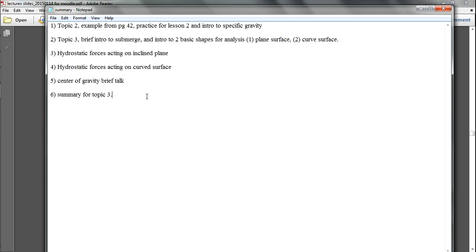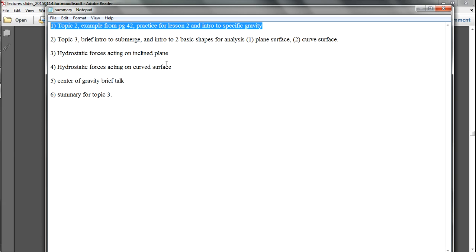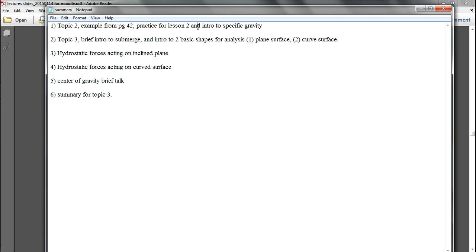Today is lesson 3. There are 6 topics to talk about. First is topic 2. We're going to do an example from page 42 of the last lesson. What we're going to learn from here is to practice what we learned in lesson 2, and to introduce you to specific gravity.